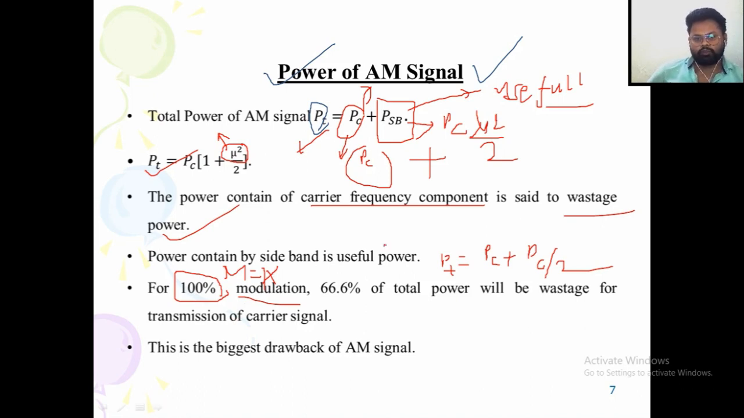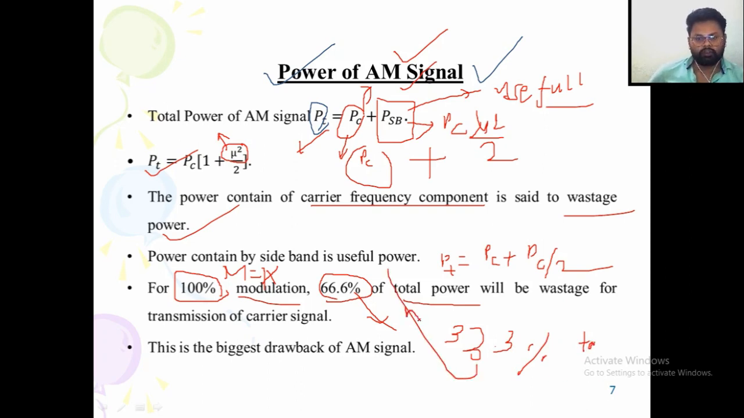As you know, if you put mu equal to 1, what will happen? Only 66% of the total power is wastage power. That is a huge amount of power that is going to be wasted for transmission of the AM signals, right? And only 33.3% of the total power is going to be useful power.